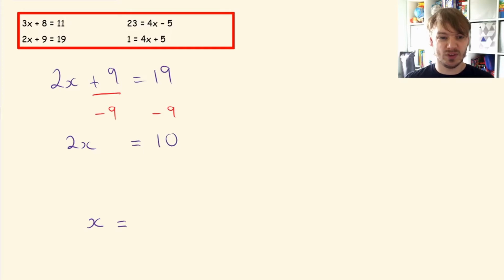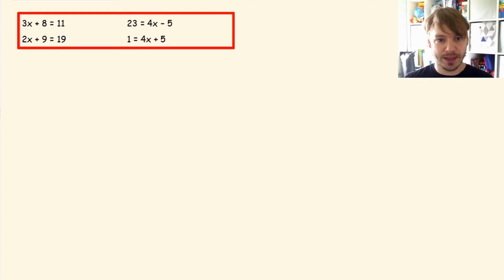The next step is I've got 2x's and I only want 1. I can fix that by dividing by 2. If I divide both sides by 2, I end up with x, which is what I want, and 10 divided by 2 is 5. So this equation has an answer of x equals 5.